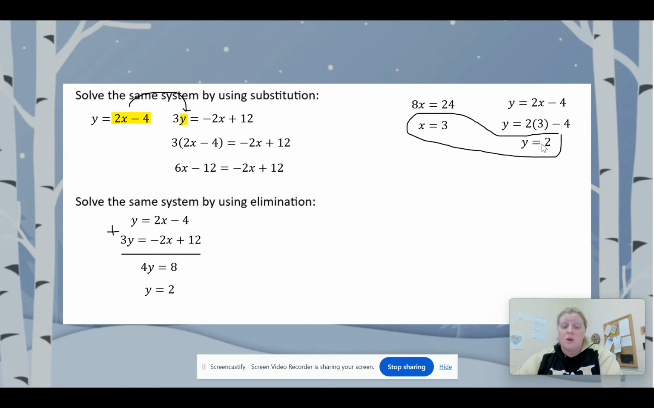And then again, you need to go back and get x. So you can use either equation, doesn't matter. I'm going to use the top one, that's a little easier for me. But I now know that y is 2, so I can replace y with 2, and then I simply solve the equation and get my 3.